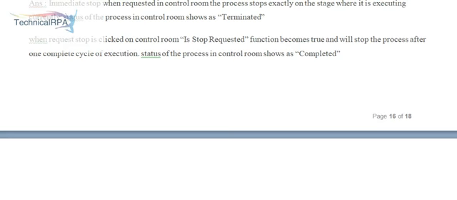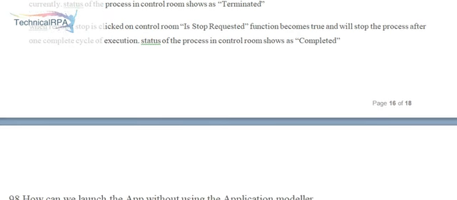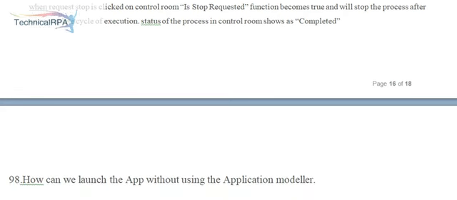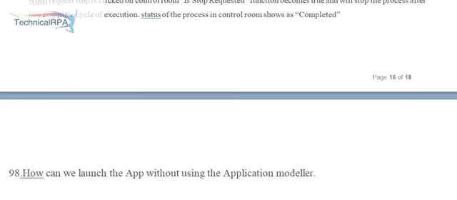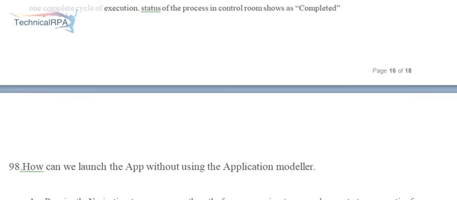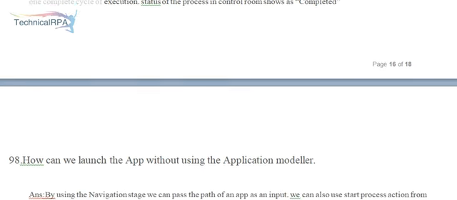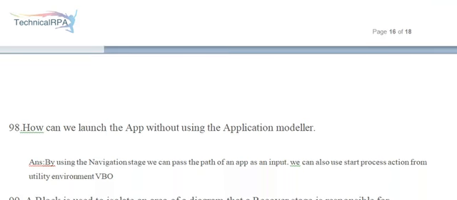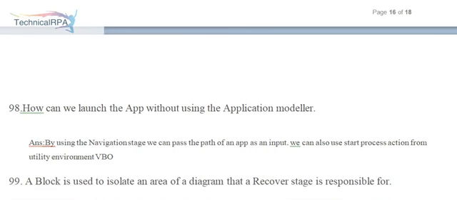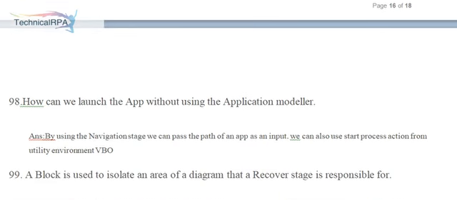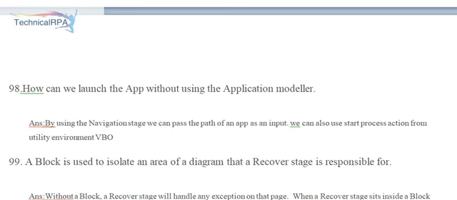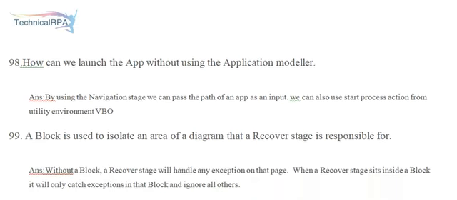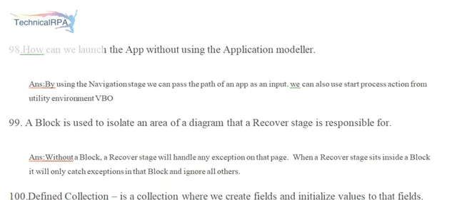97. What is the difference between immediate stop and request stop? Immediate stop, when requested in control room, stops the process exactly on the stage where it is currently executing. The status of the process in control room shows as terminated. When request stop is clicked, the control room's is stop requested function becomes true and will stop the process after one complete cycle of execution. The status of the process in control room shows as completed.